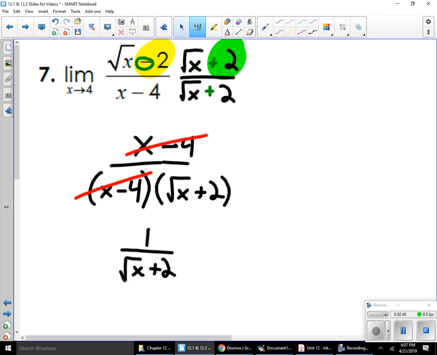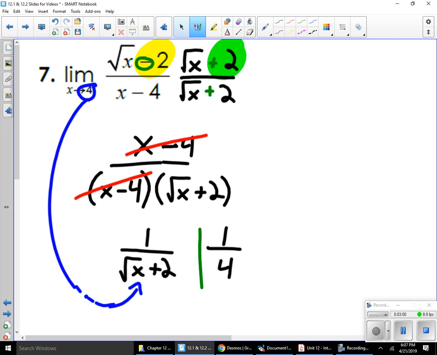We were able to find something that cancels, and now we can check and see if direct substitution is going to work for us. So we have a 1 in the numerator, a square root of 4, which is just 2, plus 2 is 4. So we have found our limit. Quite nice. Let's take a look at another one.